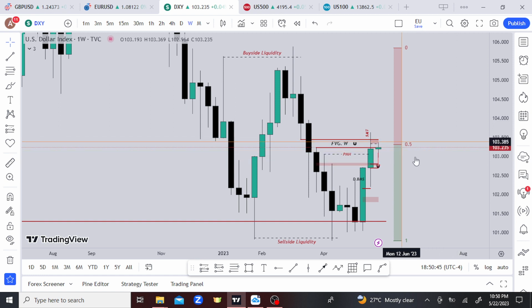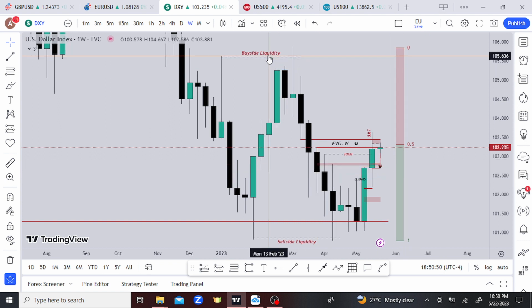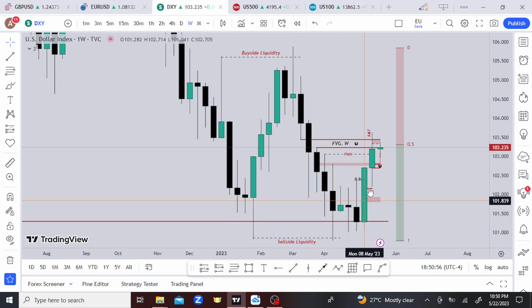This is the DXY, the dollar index weekly chart. You can see that buy side liquidity was taken up here, sell side liquidity has been taken down here, and now price has rejected, come all the way into premium. So from this high to this low, this is a dealing range. Okay, this is ICT's dealing range where liquidity has been taken on both sides.